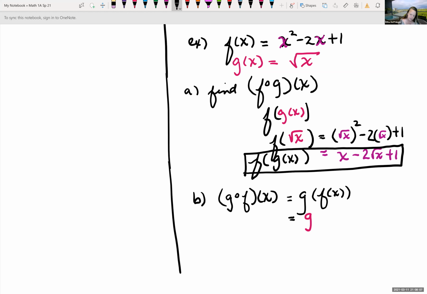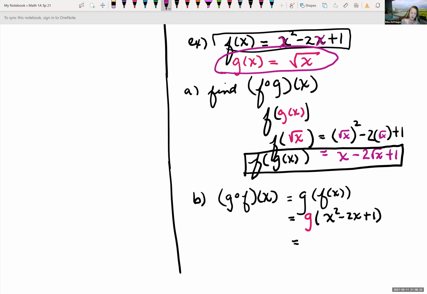And our f of x function, if we look up here, is x squared minus 2x plus 1. So we're going into our g of x function now. And wherever we see an x, we're going to replace it with f of x. So doing so, we have the square root. I see an x there. That's the only thing that's underneath the radical. So I'm going to replace that x with what f of x is, x squared minus 2x plus 1.